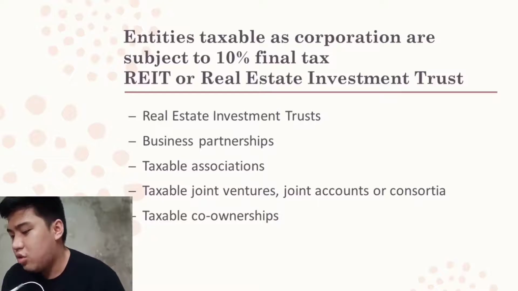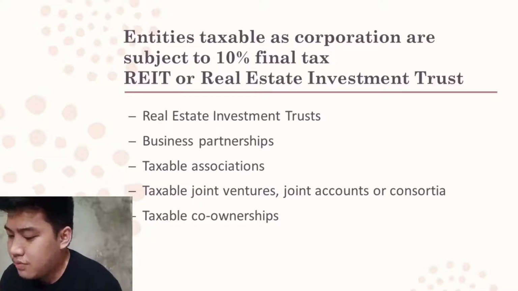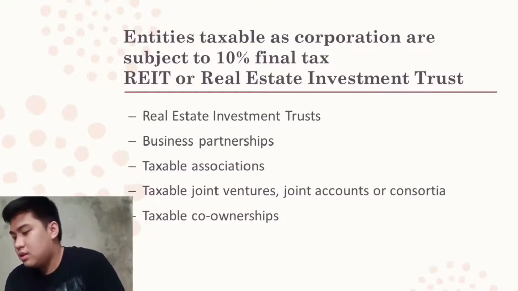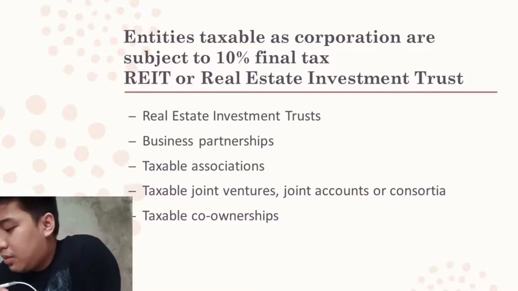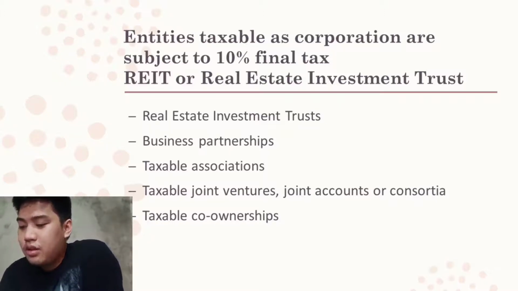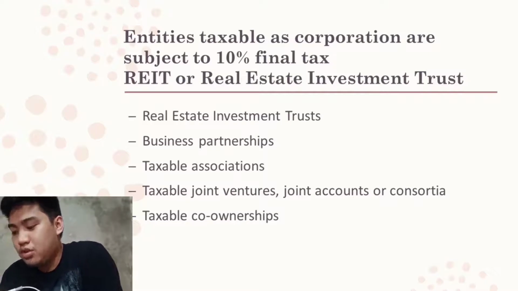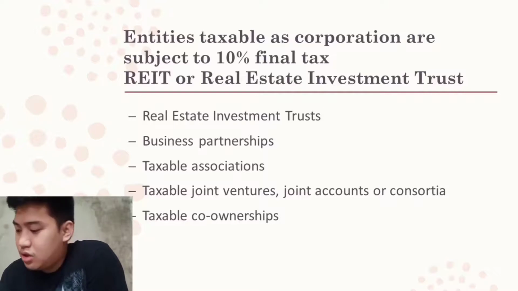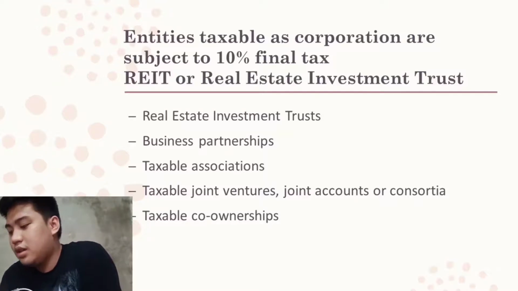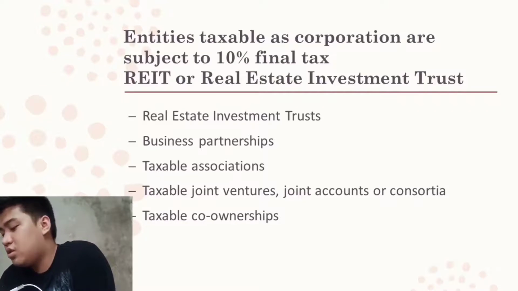Entities taxable as corporations are subject to 10% final tax. The 10% final withholding tax also applies to the dividends or share in the net income of entities considered as corporations under the NIRC and special laws, such as real estate investment trusts, business partnerships, taxable associations, taxable joint ventures, and taxable co-ownership.